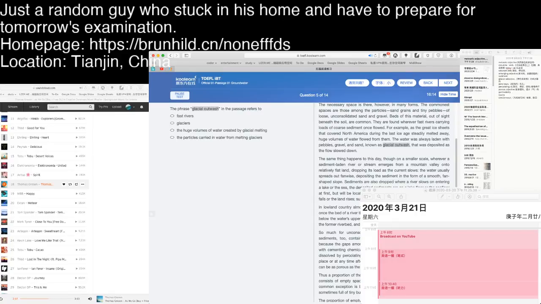It's actually a question about this. What is it referring to? I think it's none of them. The fast rivers? No, it's the particles carrying the water from melting glaciers. It's pebble, gravel, and sand. This is the huge volumes of water created by glacial melting.